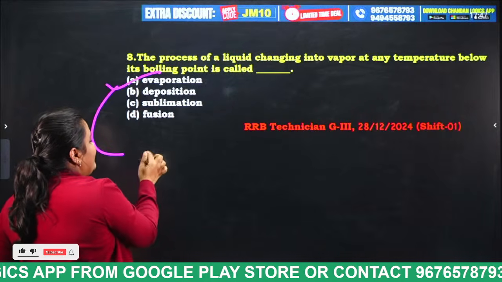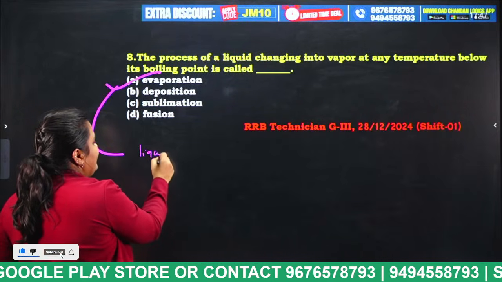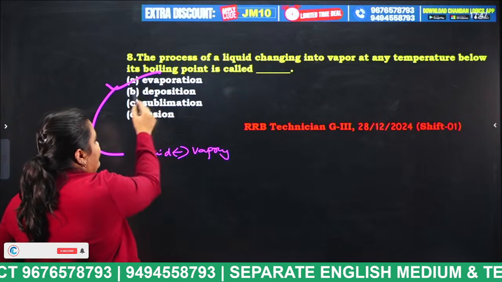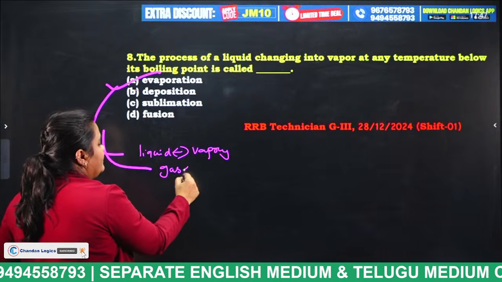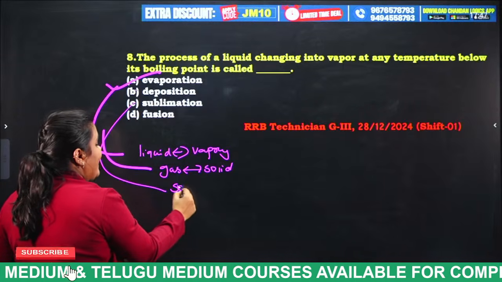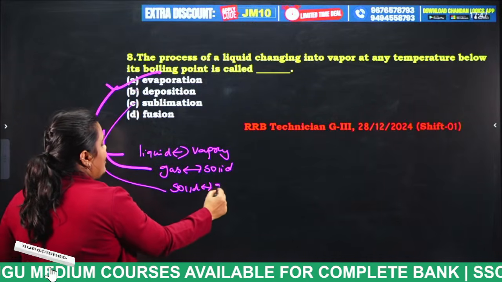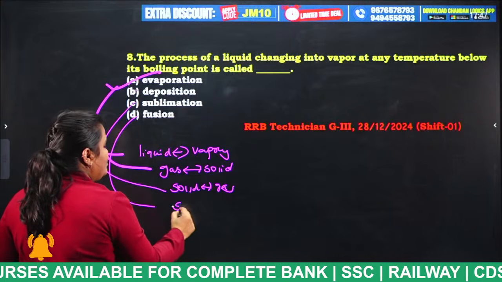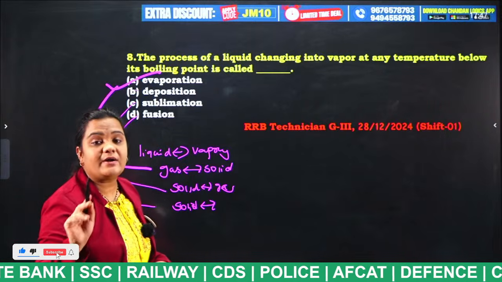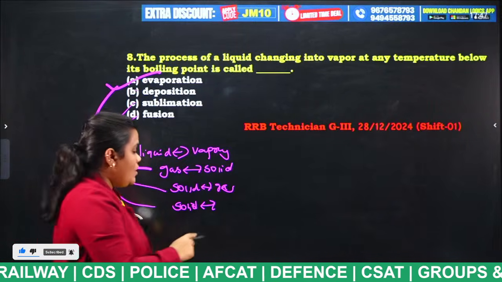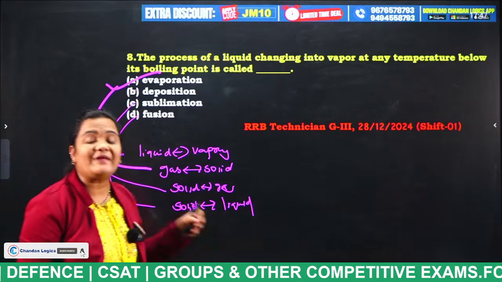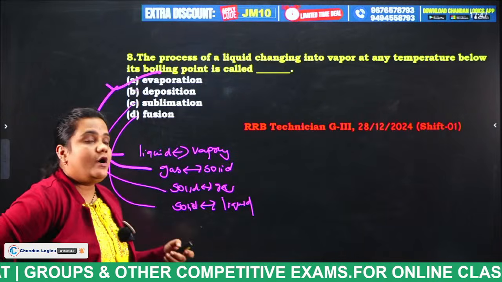Evaporation. If the liquid converts to vapor, we call it evaporation, and deposition is gas to solid. Deposition is gas to solid, and sublimation is solid to gas. Sublimation is solid to gas, and fusion means solid to liquid. So this is a very, very important topic, students. For sure you are going to get one question from this topic. Fusion means solid to liquid, that is nothing but melting. Melting of ice is a perfect example of fusion. Okay, next question.